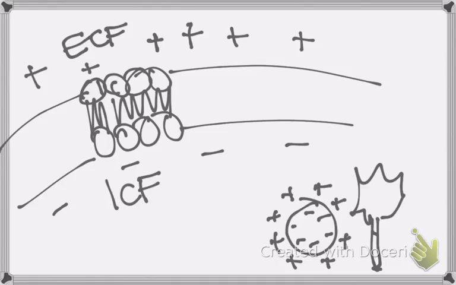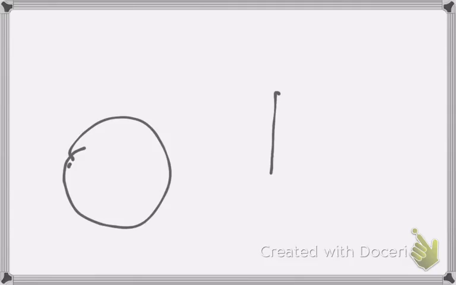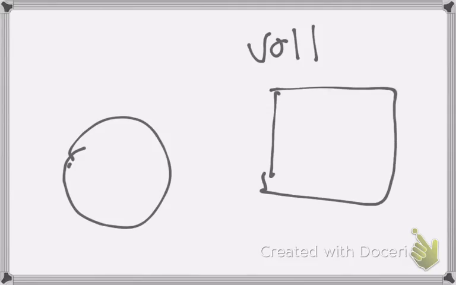Okay? So if I took a device that would let me measure the outside of my cell and the inside of my cell, here's my little device. It's just a voltmeter. Voltmeters can measure electrical charge. A voltmeter is what you would use to see what your battery charge is. And they can be very simple or very complicated.